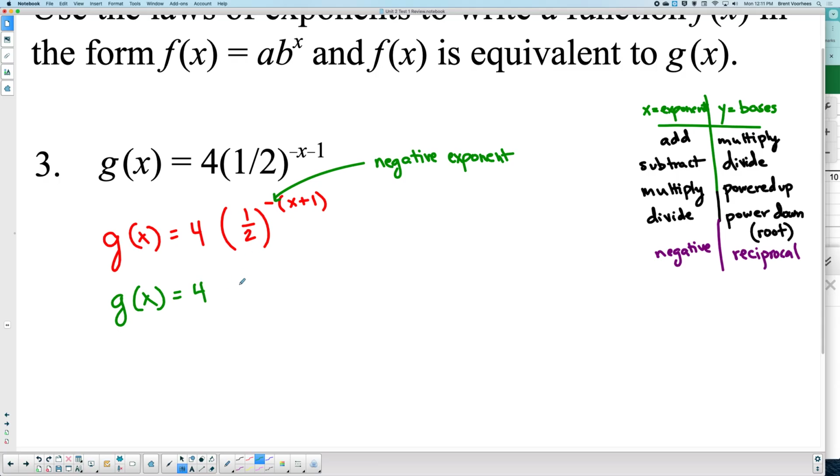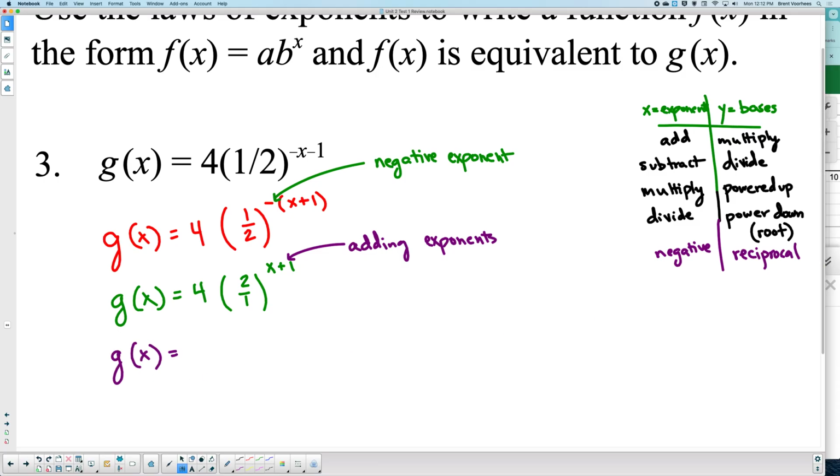So the reciprocal of 1 over 2 is 2 over 1. How can I rewrite 2 over 1? Actually, I'll do it just for now, like that. The negative's gone. So the power now is just x plus 1. You don't need to keep the parentheses. Okay, now what do you see is happening this time? The exponents are adding. What can I do if I have exponents that are adding? If your exponents are adding, multiply your base.